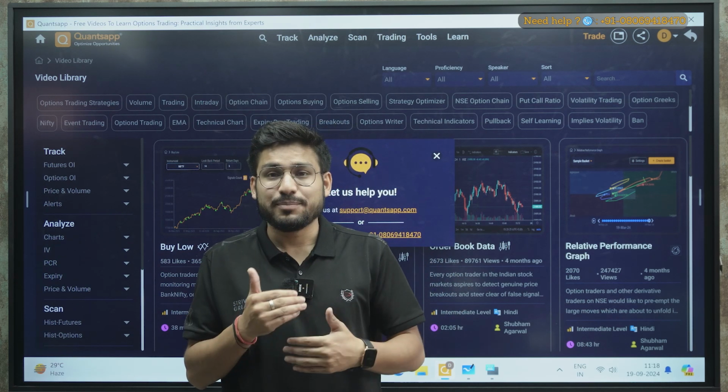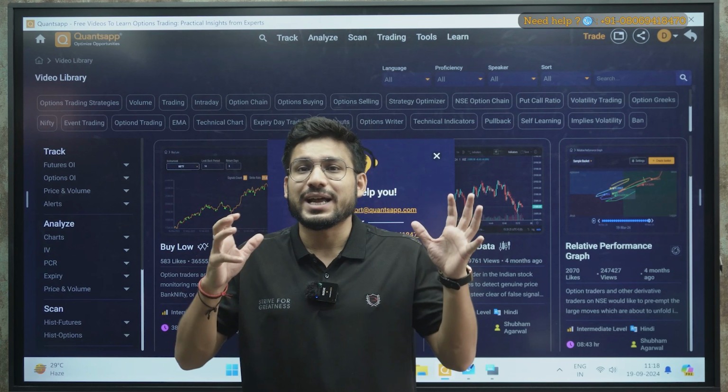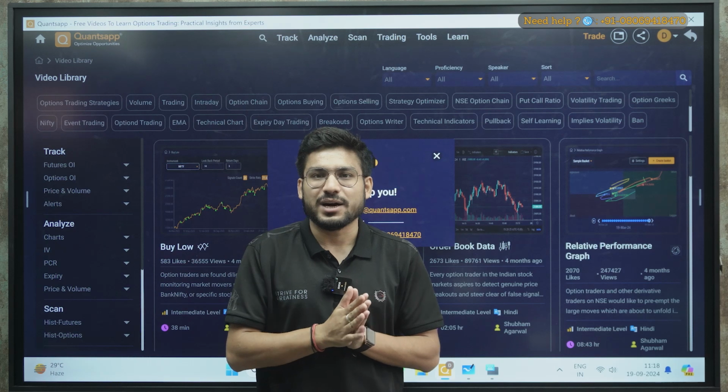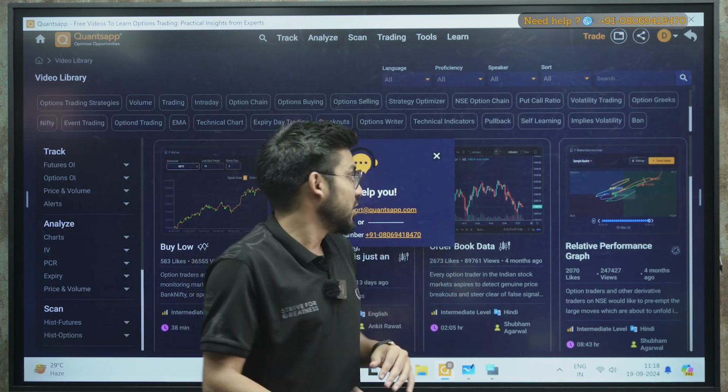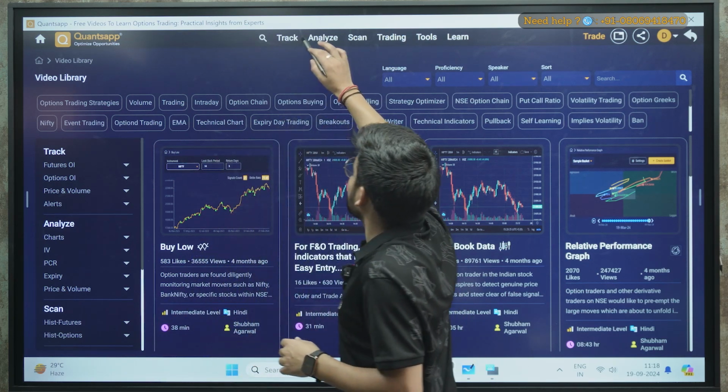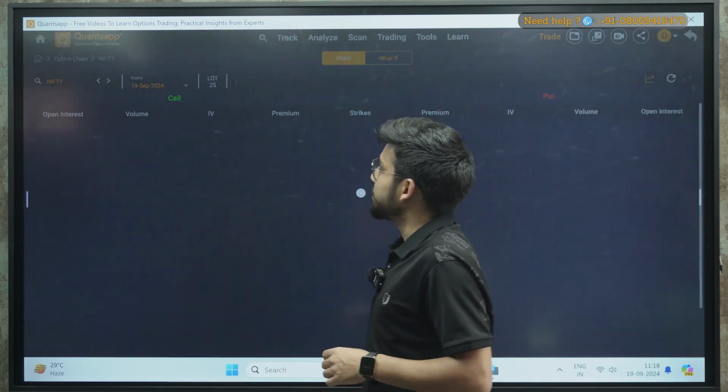Right now, let's get back to today's topic, that is how you can analyze whether there is a support breakdown or resistance breakout. So that is what we are going to talk about today. First of all, I'll go from here. In the track section there is an option chain.